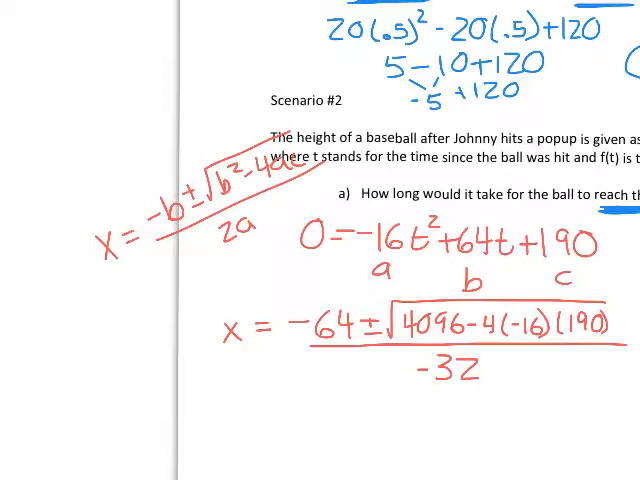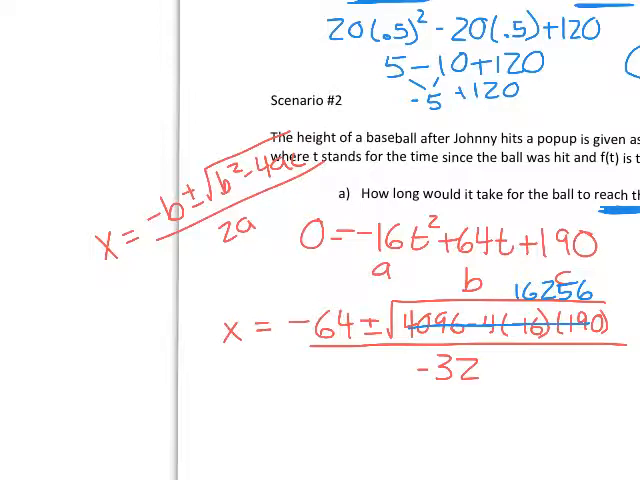So remember, multiplication always before you add or subtract, so negative 4 times negative 16 times 190 is 12,160, and then since that 4,000 number is positive, I'm going to add that on, so 4,096, that's 16,256. So this number here is all 16,256. Let's go ahead and take the square root of that. So the square root of that number is going to be 127.5 if I round.